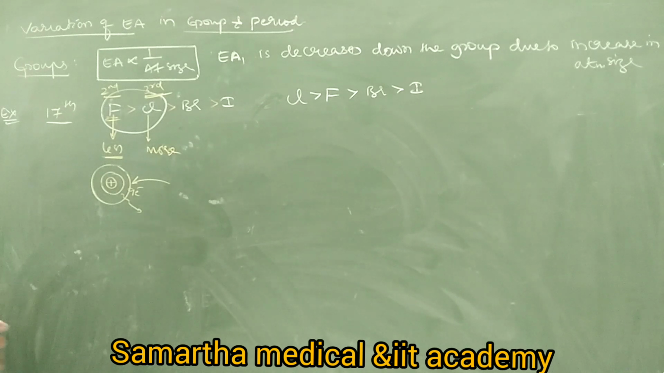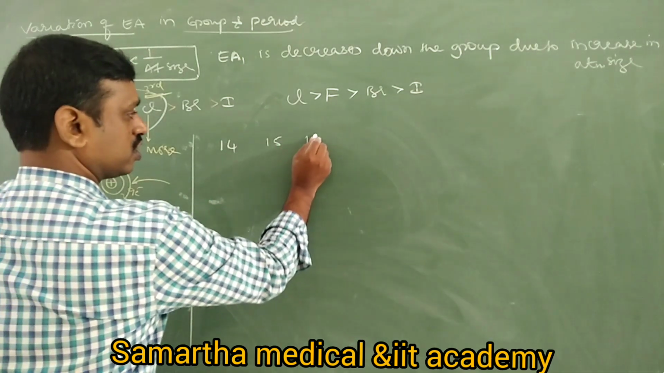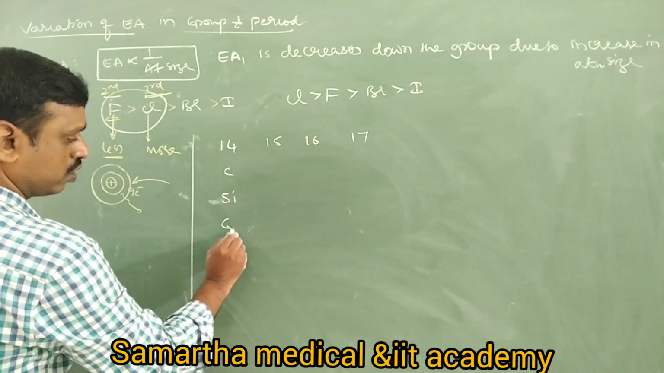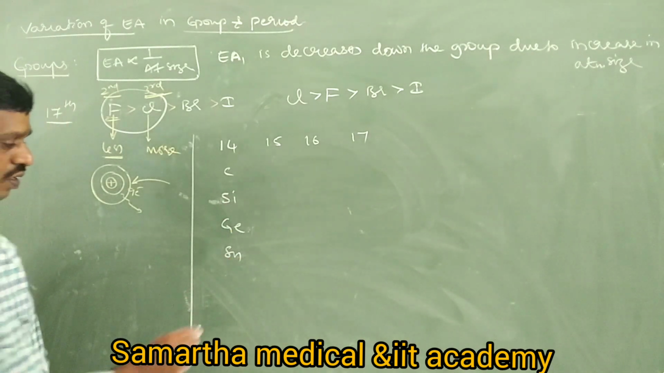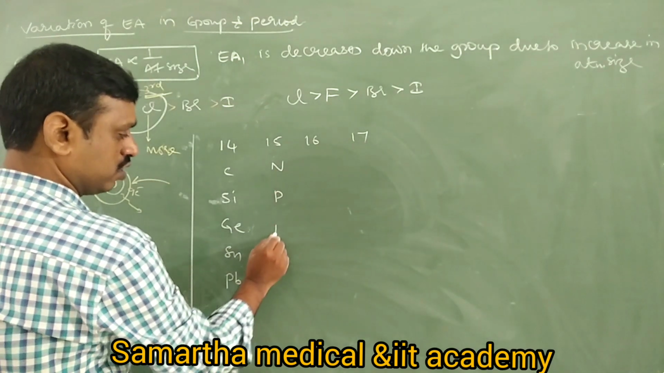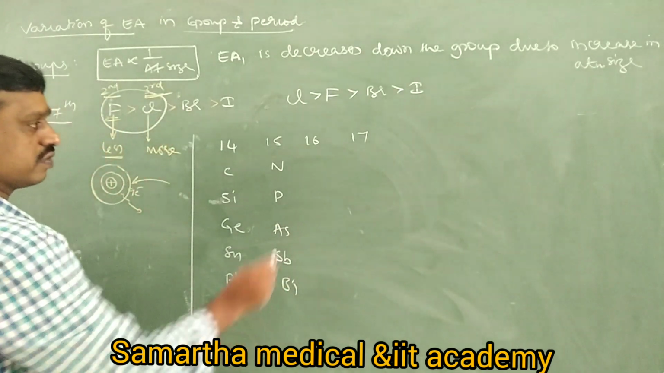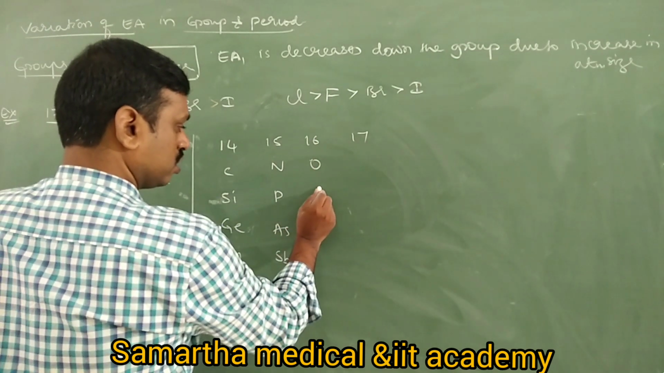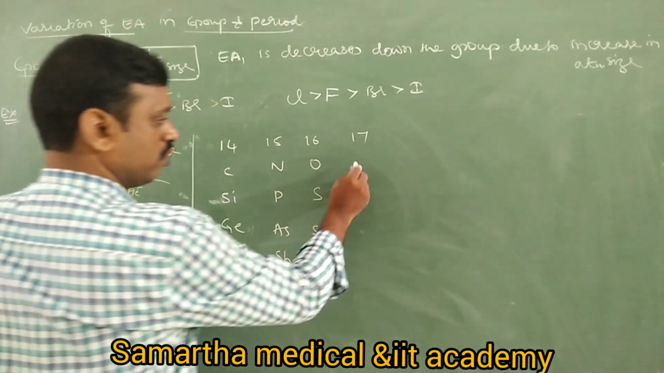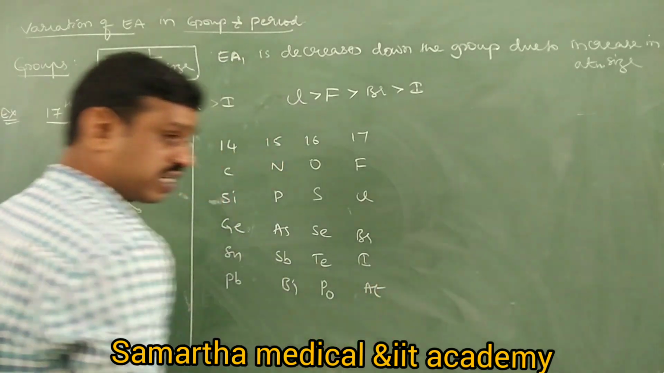Okay, so tell me, in p block elements, if you take the 14th group, 15th, 16th, 17th: carbon, silicon, germanium, tin, lead. Next, nitrogen, phosphorus, arsenic, antimony, bismuth. Next, oxygen, sulfur, selenium, tellurium, polonium. Then fluorine, chlorine, bromine, iodine, astatine.